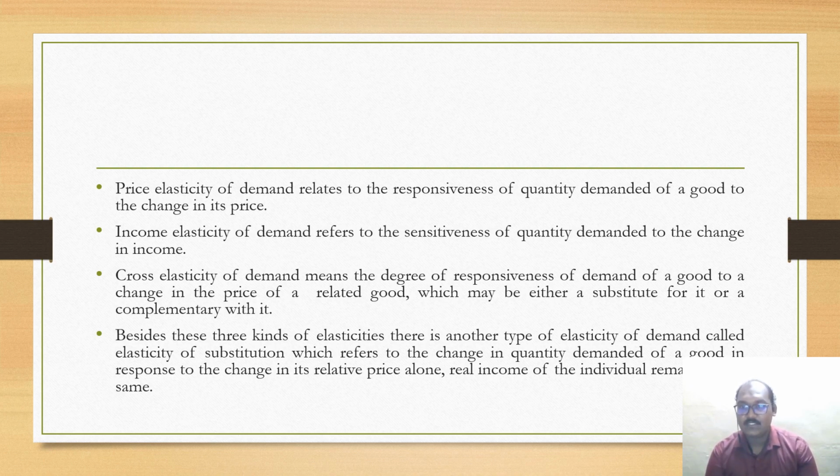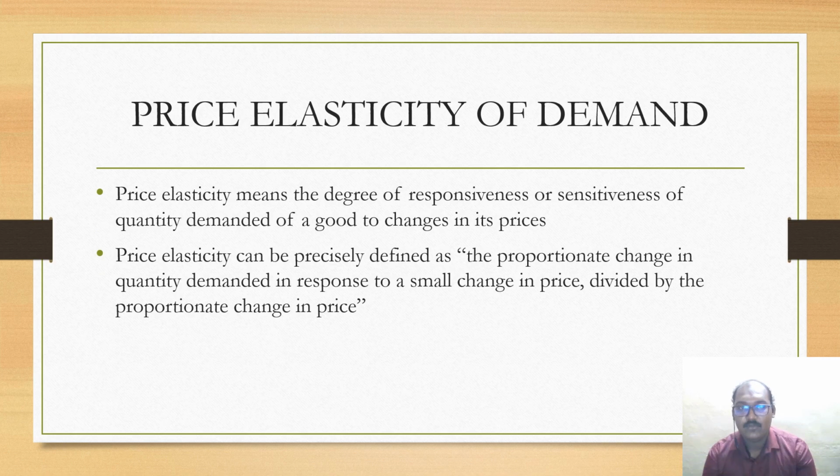And when income is changed, that becomes the change in the demand, and that becomes the income elasticity. And when the substitute product plays a role, then it becomes the cross elasticity of the demand. So it is about the rate of change. The price elasticity says about the rate of change of demand to the rate of change in price.